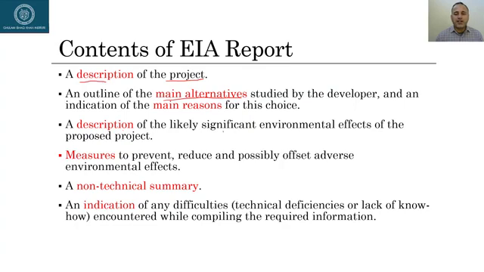A description of the likely significant environmental effects of the proposed project. So you identify and recognize the significant environmental effects. In fact, this is the main point of the EIA report. You measure to prevent, reduce, and possibly offset the adverse environmental effect. So either you try to prevent, in that case it will be like avoidance, reduction would be mitigation, and possibly offset the adverse environmental effects. This would be the compensation part of it.